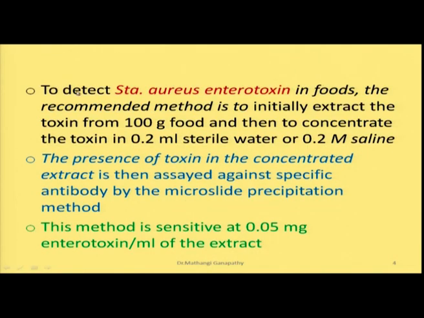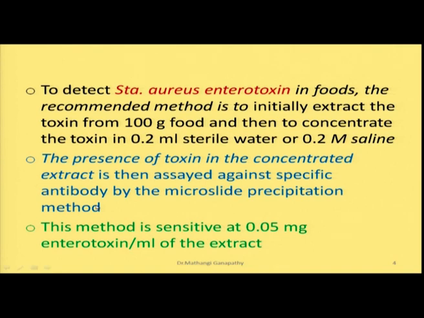For example, to detect the Staphylococcus aureus enterotoxin in foods, the recommended method is to initially extract the toxin from 100 grams of food and then to concentrate the toxin in 0.2 ml sterile water or 0.2 molar saline. The presence of the toxin in the concentrated extract is then assayed against specific antibody by the microslide precipitation method.